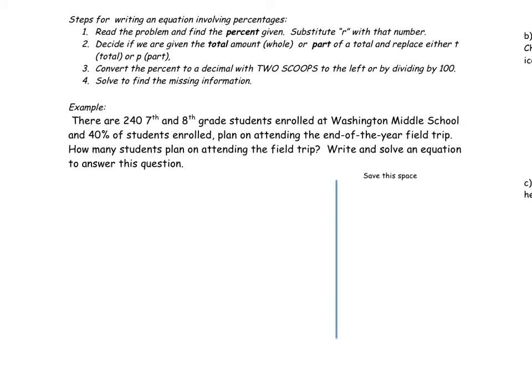So, as our directions say, we want to read the problem and find the percent given. And the reason I said that is because it's usually the easiest to spot. It says 40% of the students enrolled plan on attending the field trip. They did give us another number, 240. So we need to decide whether that's the total amount of students or the part amount of students. And it turns out it says there are 240 7th and 8th graders enrolled, which means that is a total. So we're looking then for the part.